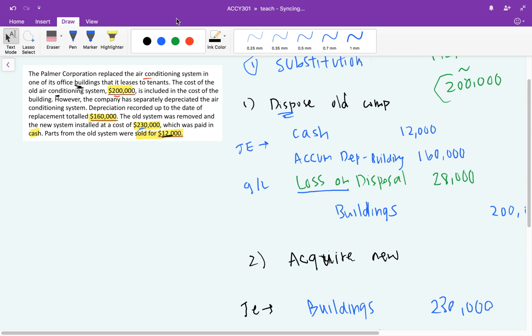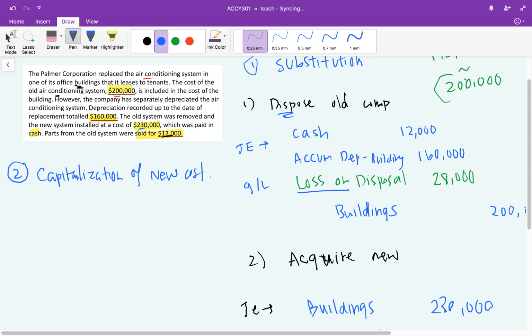And moving on to our second method. It's called the capitalization of new cost. And so what the capitalization of new cost means is, instead of creating these two journal entries, we are only going to change the value of the building's asset, because by replacing the component, we're actually increasing the value of the asset.